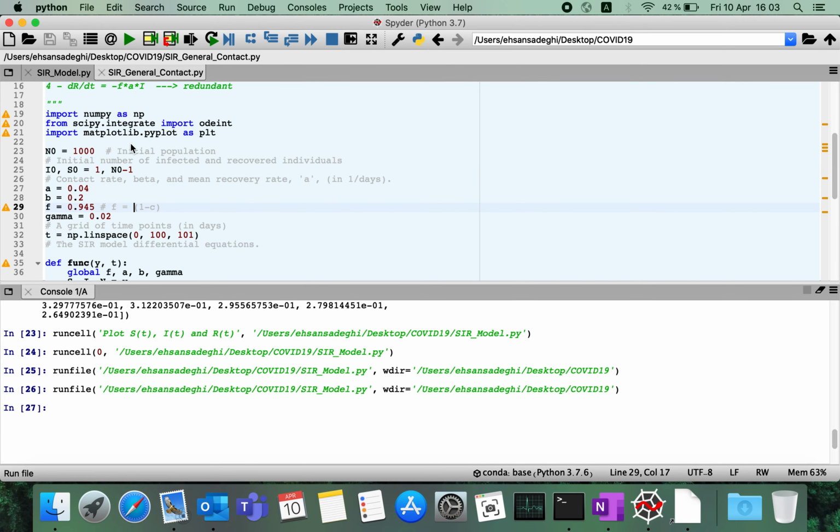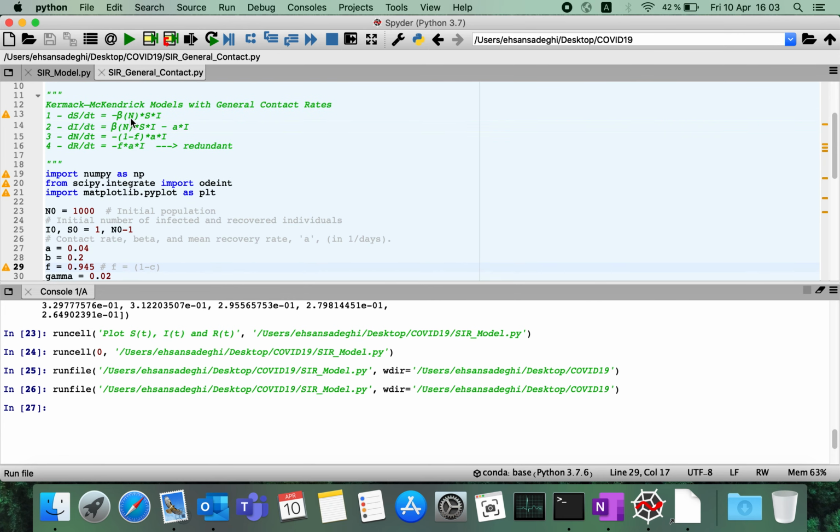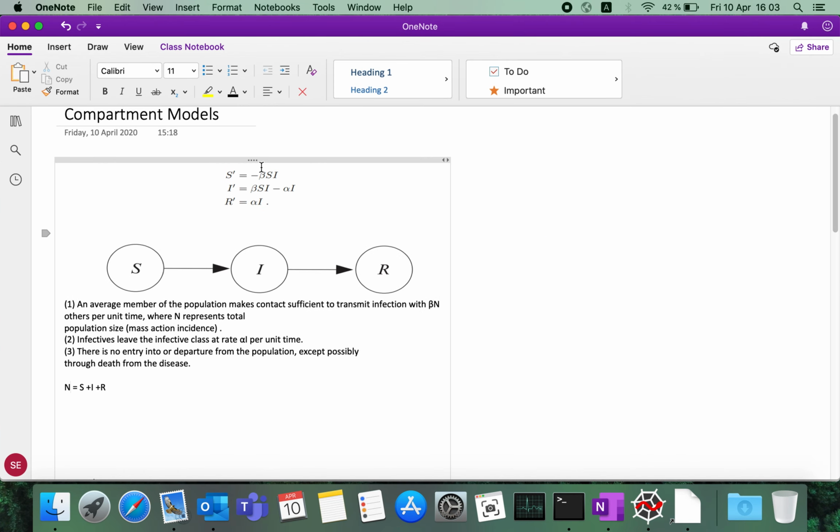The second model that I would like to show you and solve is with general contact rates. In the assumption of the previous model, we considered beta as a constant. But it's a little bit unrealistic. What is more realistic is to assume a contact rate which is a non-increasing function of total population size. For example, in a situation in which the number of contacts per infective in unit time is constant.